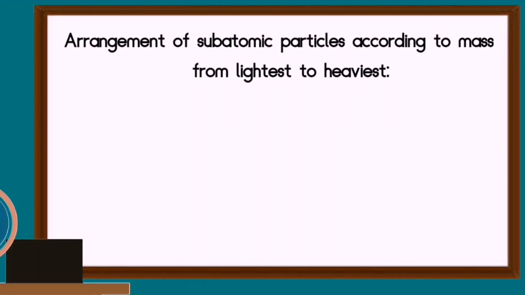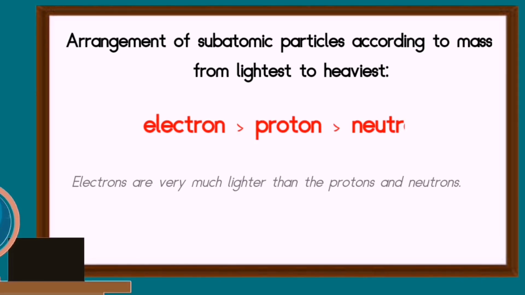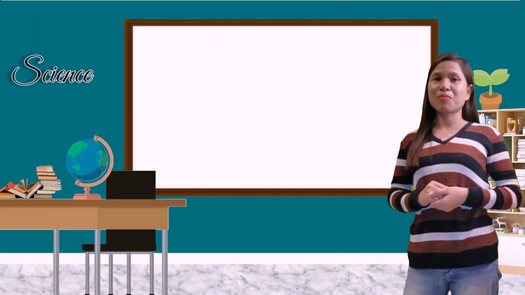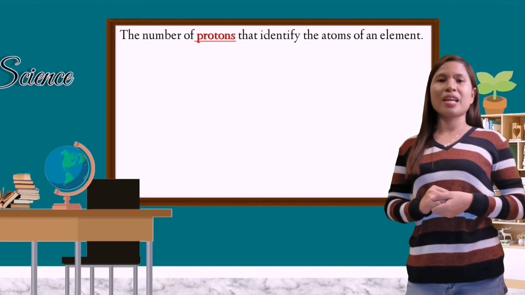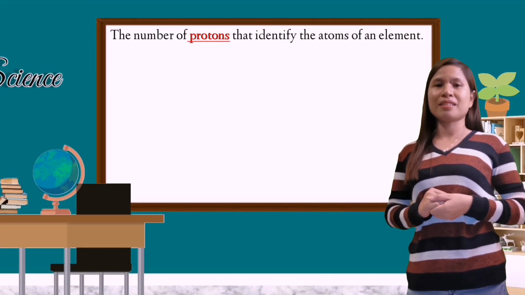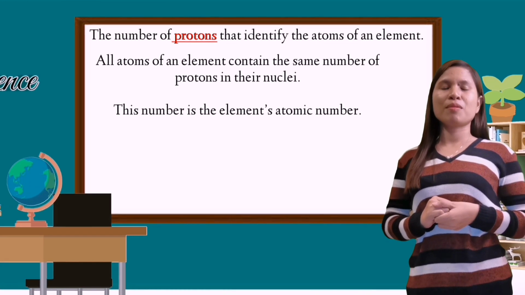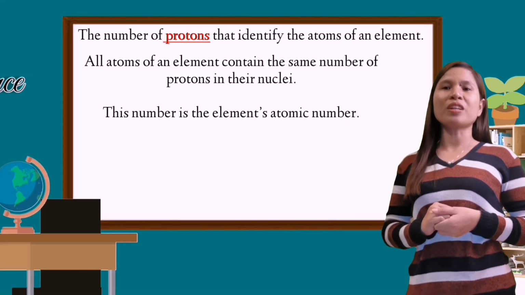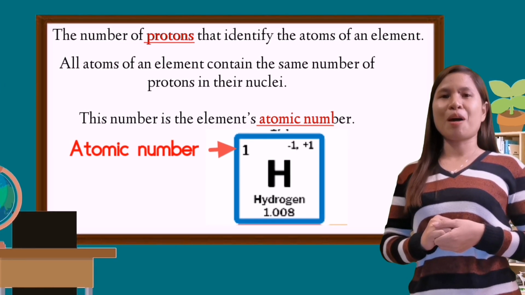The arrangement of subatomic particles according to mass from lightest to heaviest is electrons, protons, and neutrons. Among these subatomic particles, it is the number of protons that identifies the atoms of an element. All atoms of an element contain the same number of protons in their nuclei. This number is the element's atomic number.